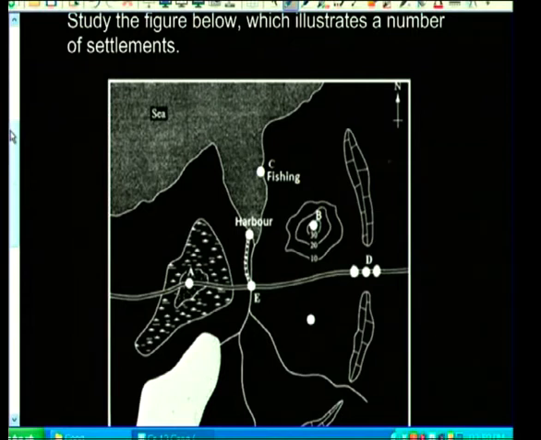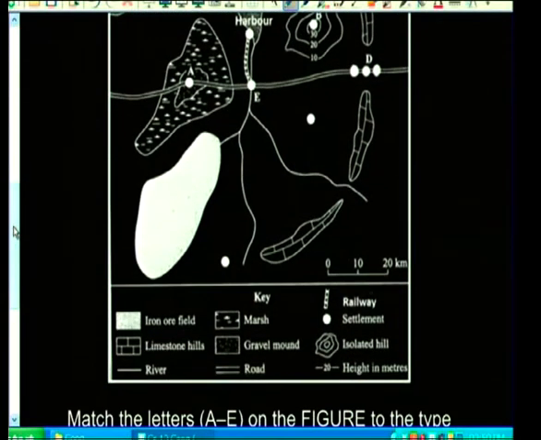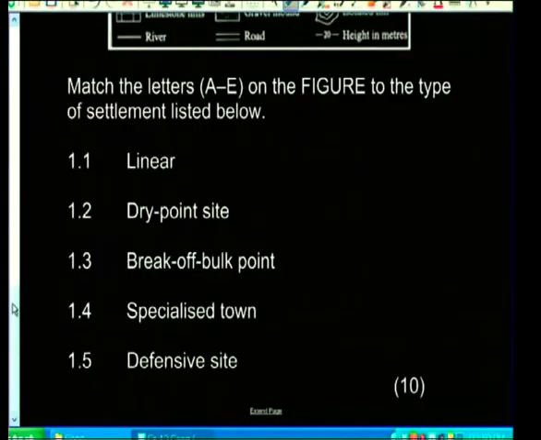The question says, study the figure below which illustrates a number of different settlements. So if we look at the diagram, we will see we've got different labels, we've got different information portrayed to us in a key. It is very, very important, grade 12s, to read the information that is given in the key, as it'll often help you to try and understand exactly what is being asked in the particular question. The question based on the diagram simply asks you to match the letters A to E on the figure to the type of settlement listed below. So you literally are going to write down the number and the correct letter which refers to the statement given.